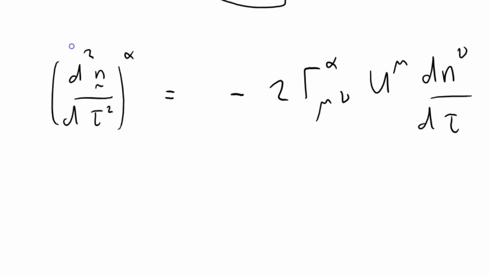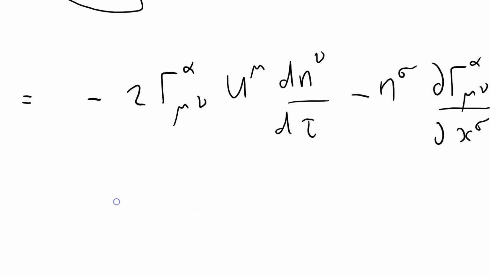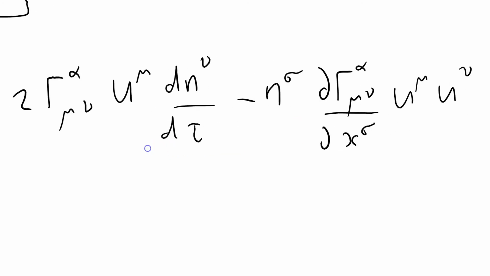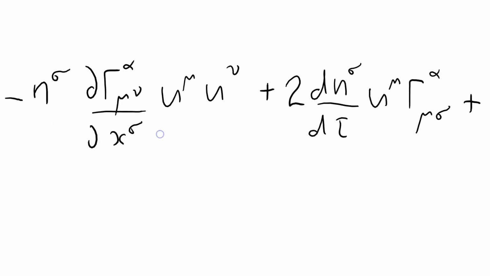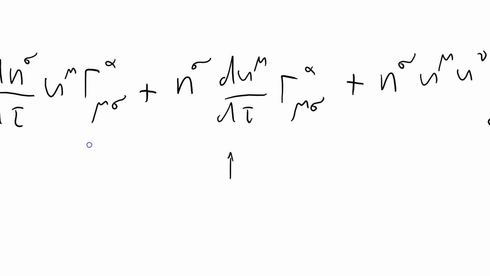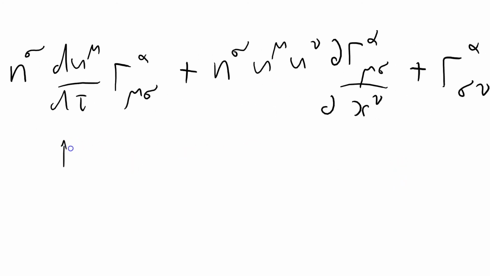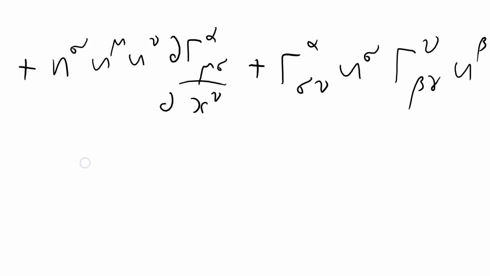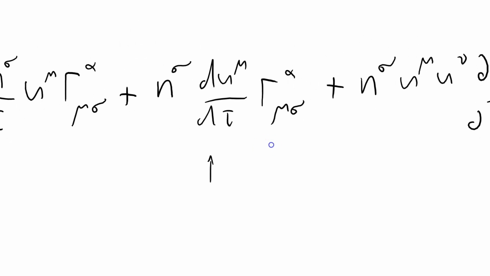Okay, let's just have a look at this equation here. We've got this term here, we've got dn by d tau, we've got that, we've got this, we've got another dn by d tau, du by d tau here, which I need to simplify. And I think that's the only du by d tau we've got.